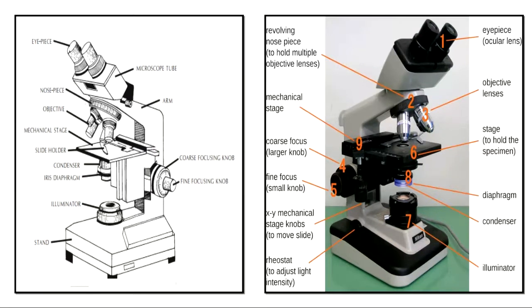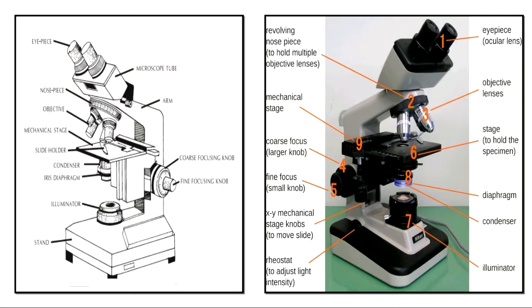So, 8 is, I have told, diaphragm or condenser. Number 9 is mechanical stage. Means if you want to adjust the stage, if it goes front and back, left and right, if you want to adjust, that is a mechanical stage. Right? So, that is one point. And then there are the mechanical stage knobs. That you need not know. Rheostat is to adjust intensity of light. So, we may ask what it is, rheostat, we will mark there.